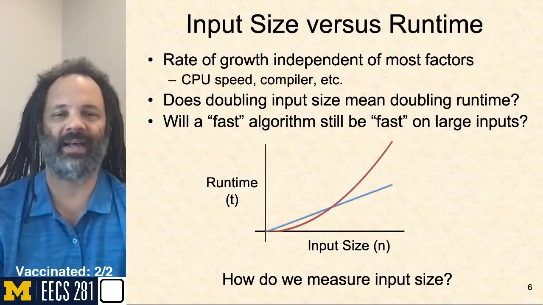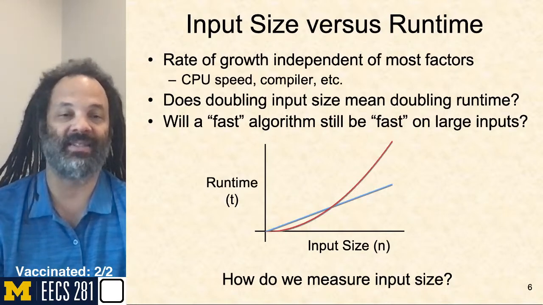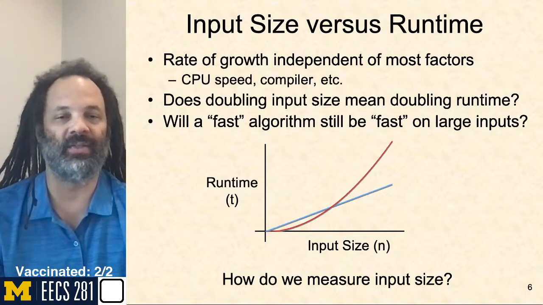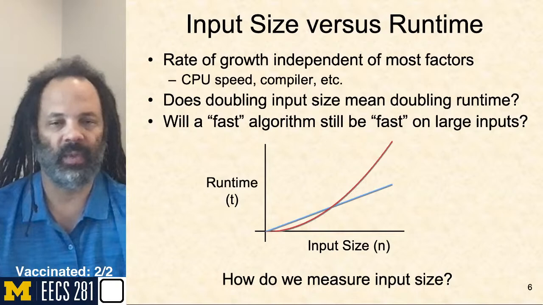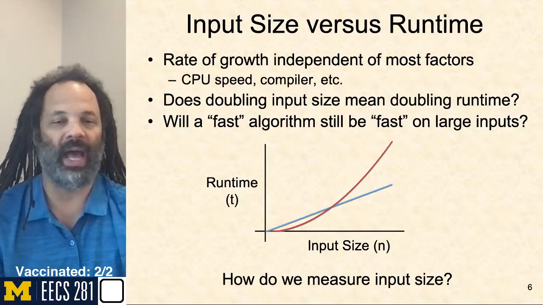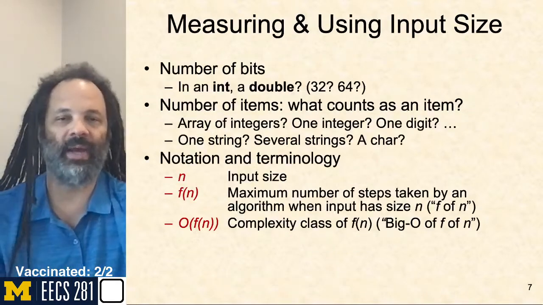We want to know, are these fast algorithms still going to be fast when the data is large, or is it just fast because we've got a small amount of data and it's just getting things done decently? So we've got to know what this input size n on the bottom is. How do we measure that n? We've got a lot of ways to do it.